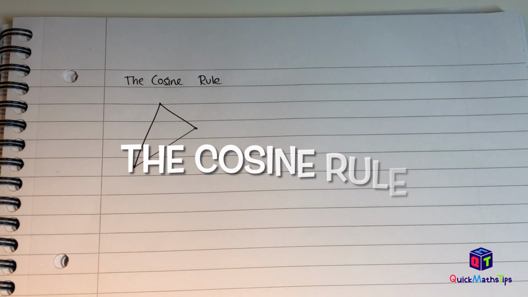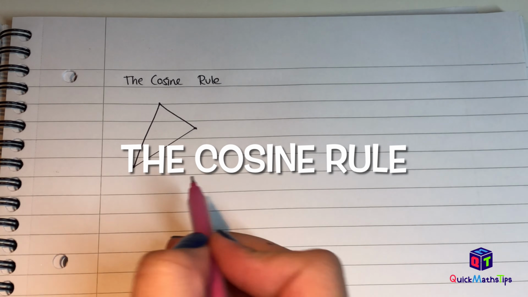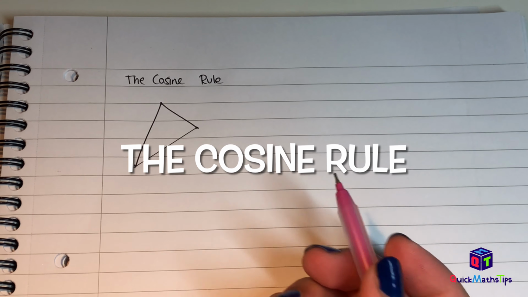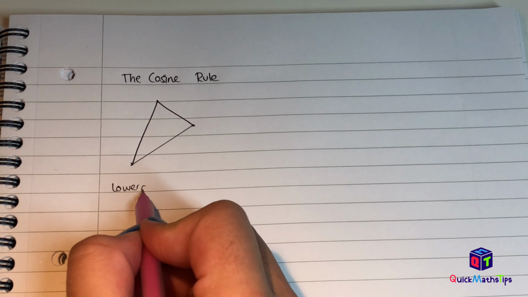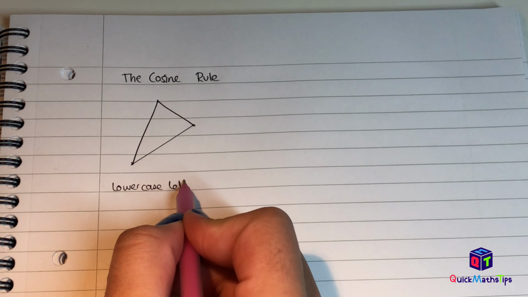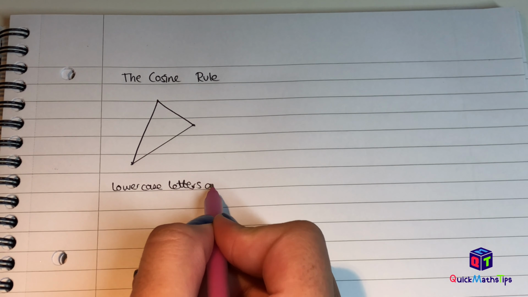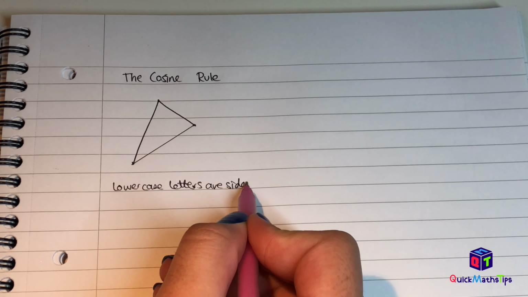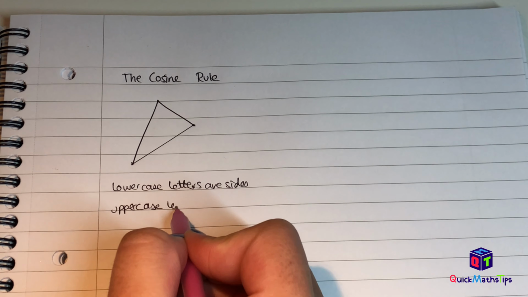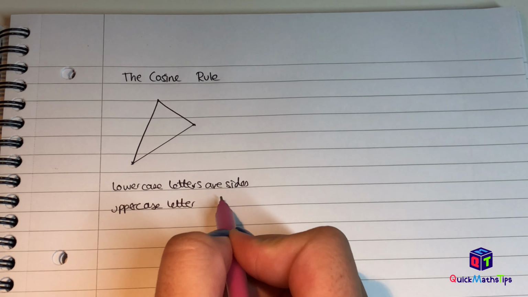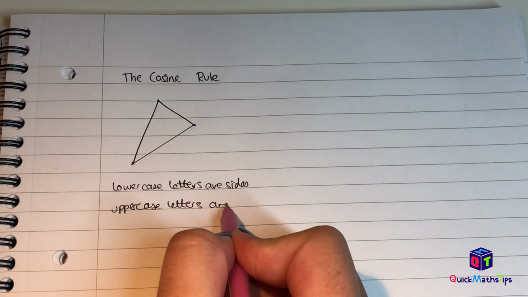Okay, so today I'm going to quickly go through the cosine rule, and before I do, I just want to make a few bullet points. Lowercase letters are sides, so take a note of that. Lowercase letters are sides and uppercase letters are angles. Now, the same letters are directly opposite each other, okay?